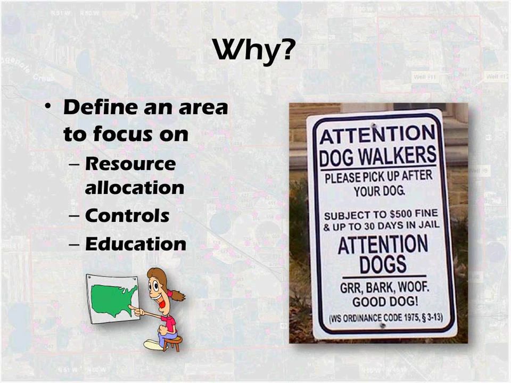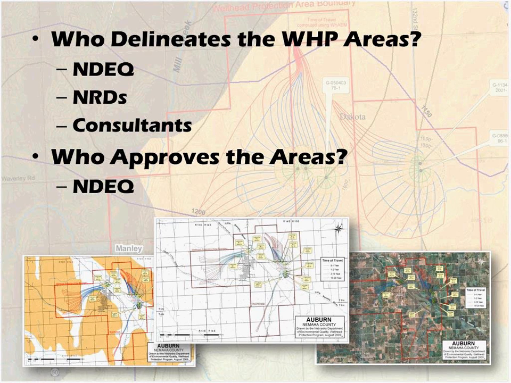So why do we make these maps? We make these maps primarily because we need to define an area to focus our efforts in. This can include allocating financial resources to that particular area, writing ordinances for that particular area, and even simple stuff like educating residents and landowners within that area. The Nebraska Department of Environmental Quality delineates close to 99% of these areas, but natural resource districts and consultants are also utilized to delineate wellhead protection areas.